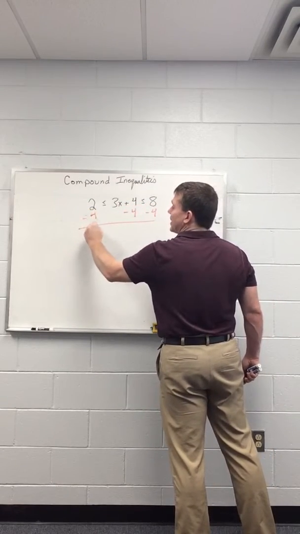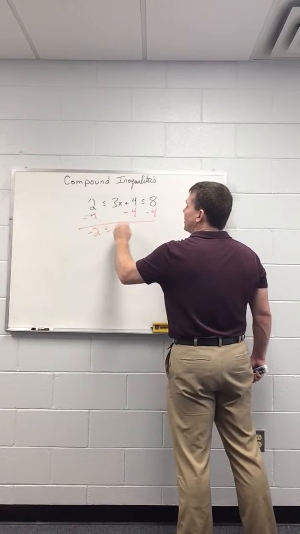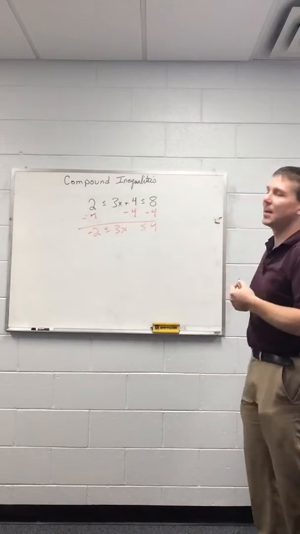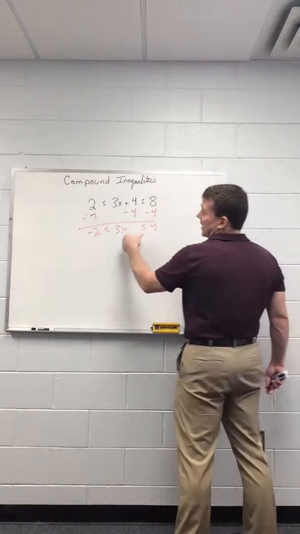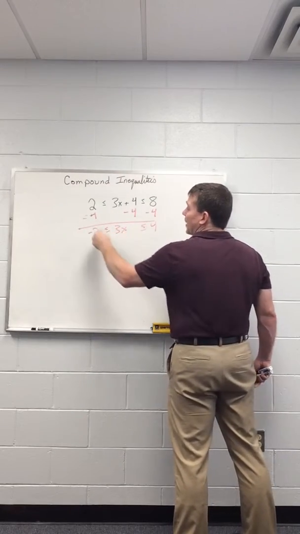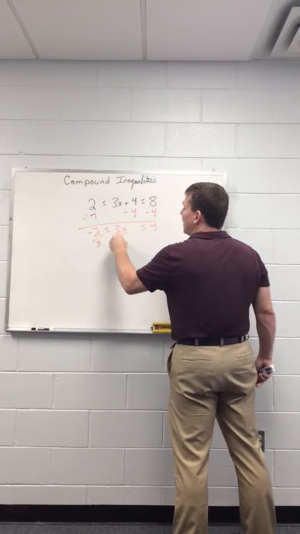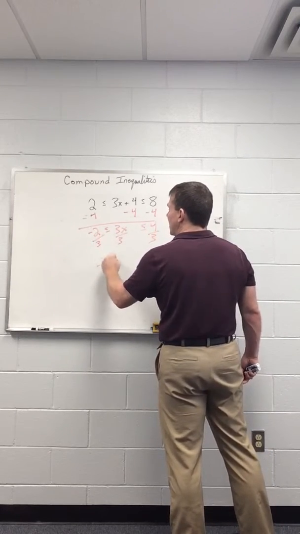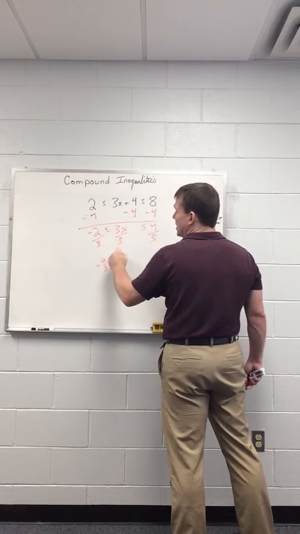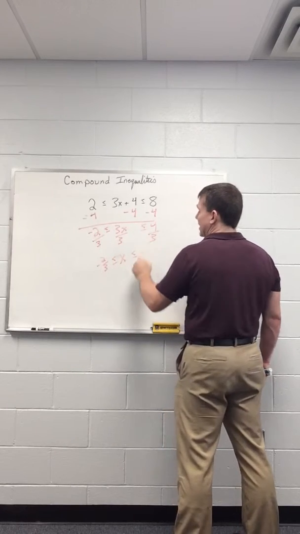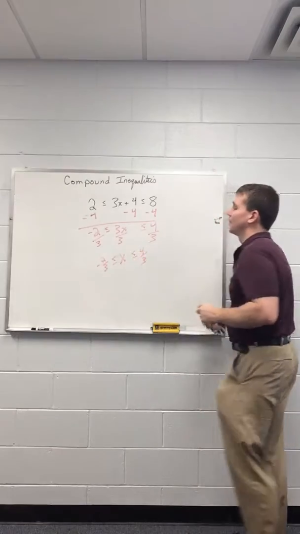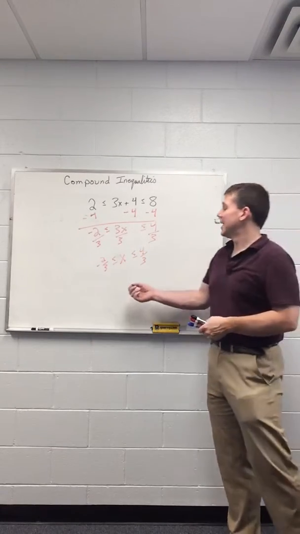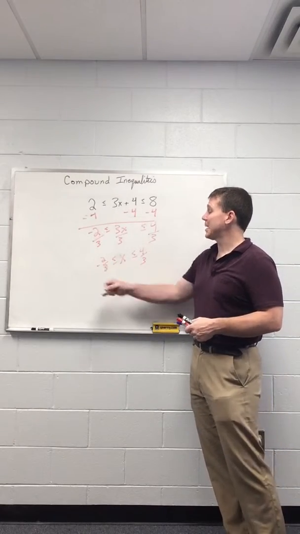2 minus 4 is negative 2, is less than or equal to 3x, is less than or equal to 8 minus 4, 4. I still want to get the x by itself, so now I'll divide by 3. But I'll divide all three parts by 3. Here I get negative 2/3 is less than or equal to, the 3's cancel here, so that's x, is less than or equal to 4/3. And I've already erased it, but you probably have it in your notes. That's the exact same answer we got when we did it separately.